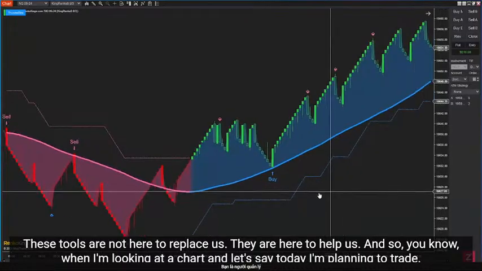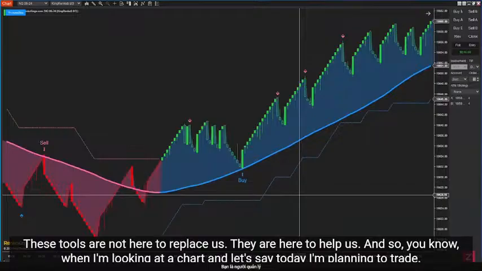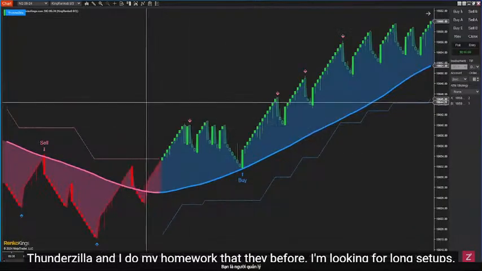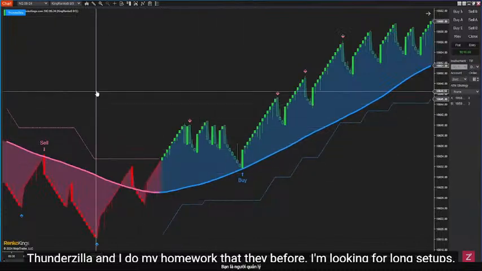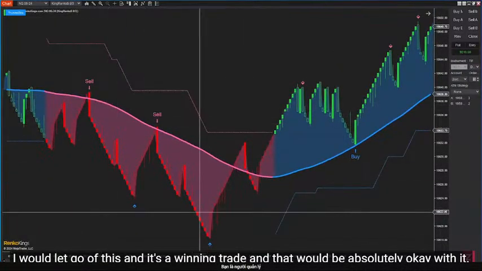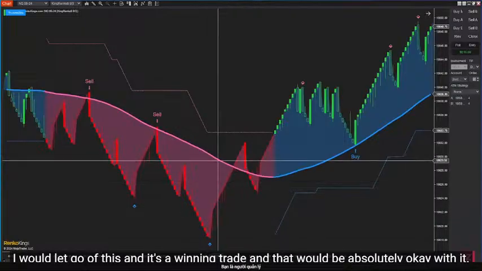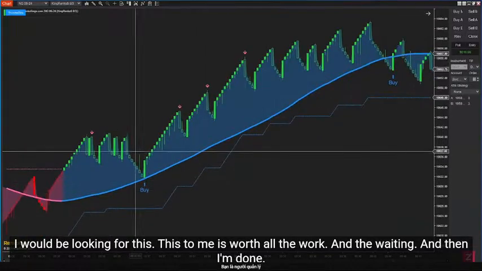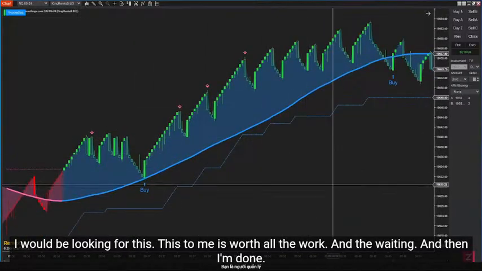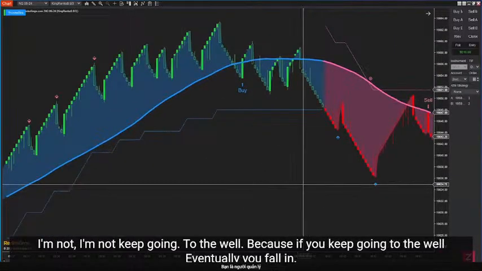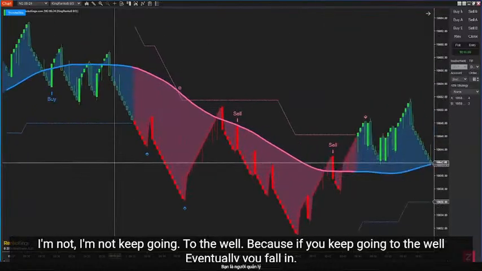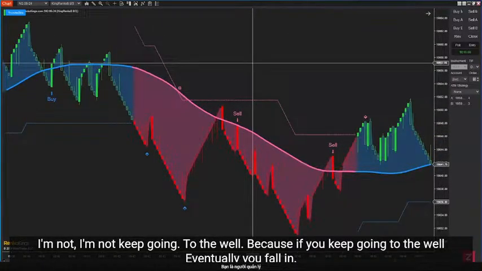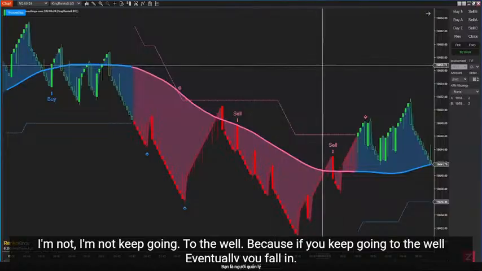And so, when I'm looking at a chart, and let's say today I'm planning to trade Thunderzilla and I do my homework the day before, I'm looking for long setups. I would let go of this and it's a winning trade and I would be absolutely okay with it. I would be looking for this. This to me is worth all the work and the waiting. And then I'm done. I'm not going to keep going to the well, because if you keep going to the well, eventually you fall in.